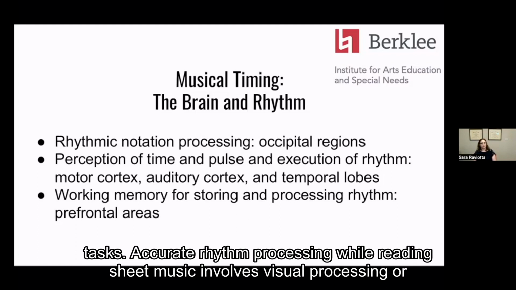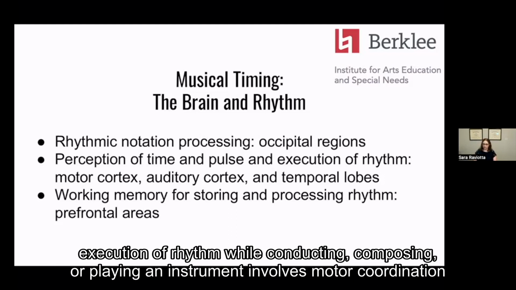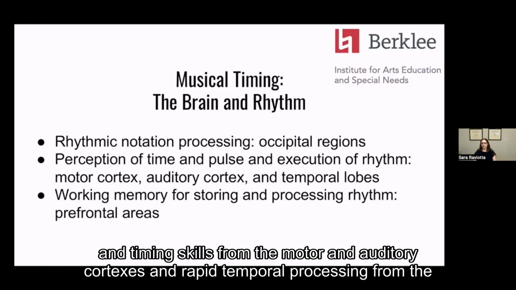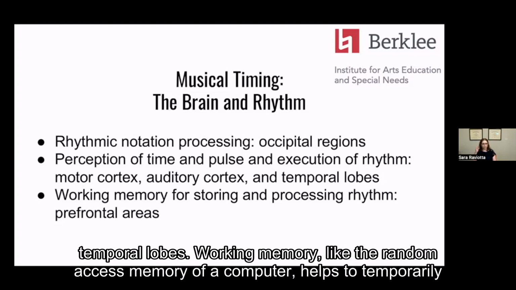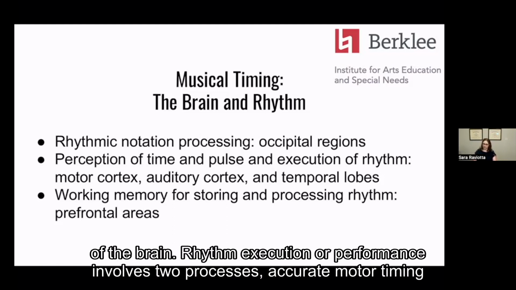Accurate rhythm processing while reading sheet music involves visual processing or decoding skills in the occipital regions of the brain. Perception of time and pulse and execution of rhythm while conducting, composing, or playing an instrument involves motor coordination and timing skills from the motor and auditory cortexes and rapid temporal processing from the temporal lobes. Working memory, like the random access memory of a computer, helps to temporarily store and process rhythm in preparation for performance, activated by the prefrontal areas of the brain.